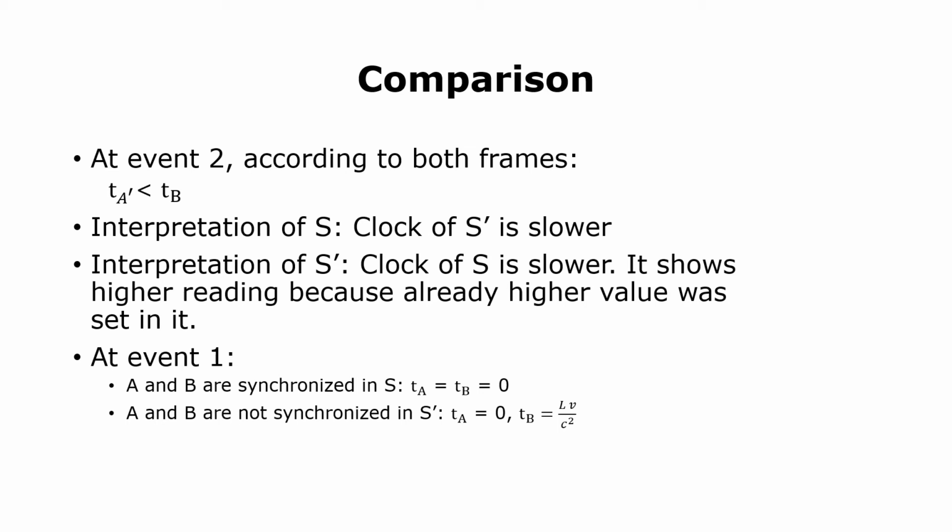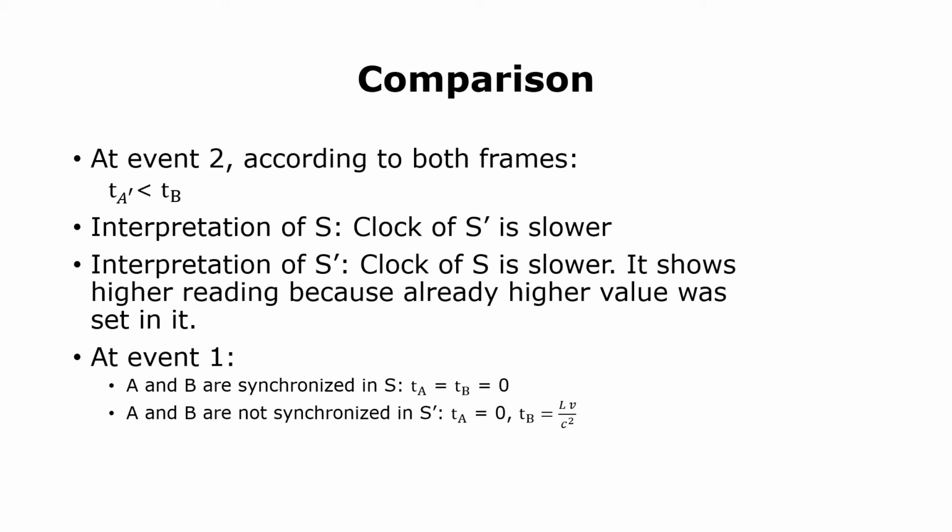And S prime will say to S, actually your clock is ticking slower than my clock. Your clock is showing a higher reading because already a higher value was set in your clock. At event 1, my clock's reading was set to 0, but your clock B's reading was set to LV divided by C square.